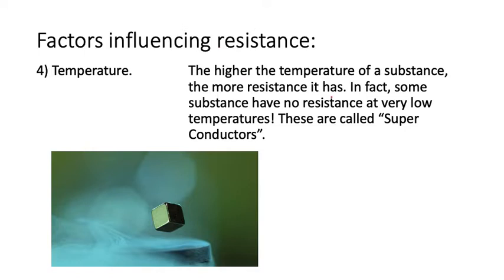Temperature is also a very interesting factor that influences resistance. So the higher the temperature of a substance, the more resistant it is. And some of you have seen pictures like this before. This is a picture of a superconductor. The colder some substances get, the less resistance they offer. And in fact, some substances have absolutely zero resistance at low temperatures. So electrons will just keep running through them forever. And these are actually called superconductors. They're extremely interesting, and it's hoped that we can someday have superconductors at room temperature.